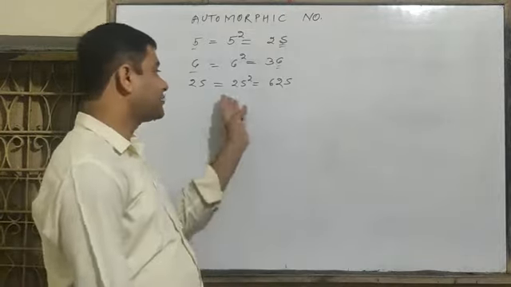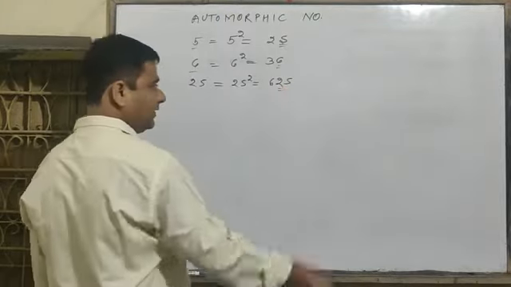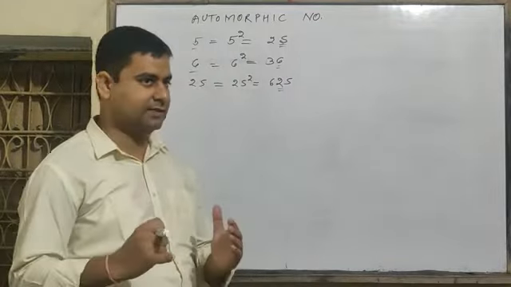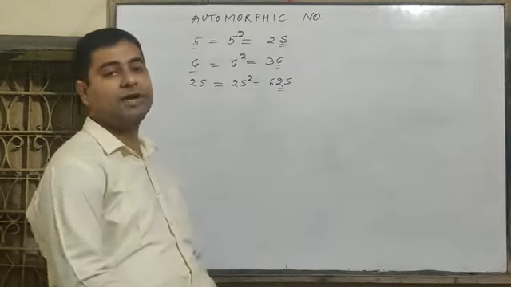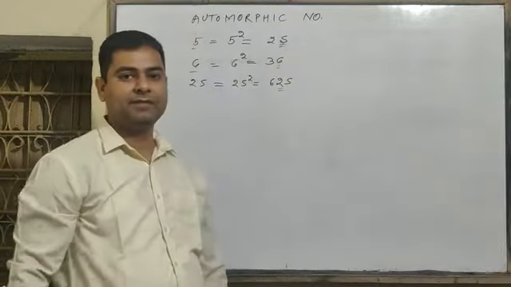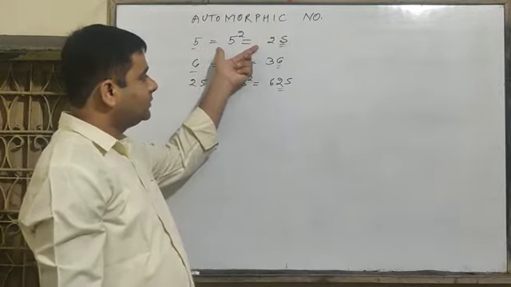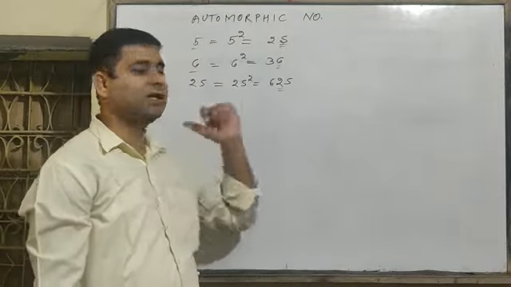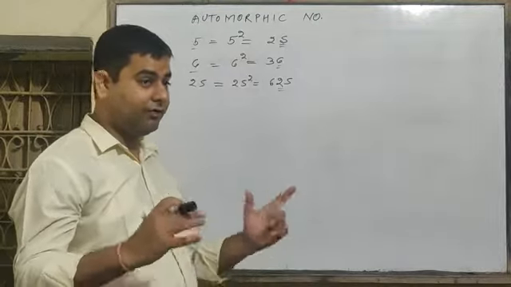25. 25 square will be what? 625. So 25 is also existing in its square. 25 will also be an automorphic number. Okay, this is the concept. Then how will you check a number to be an automorphic number or not? You can see the number is 5. We have to calculate the square. So square is 25. 6 square will be 36. 25 square will be 625.